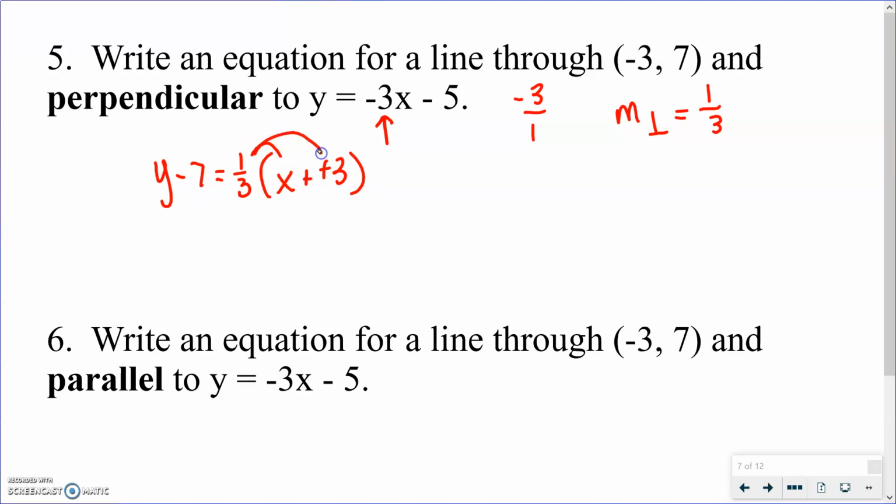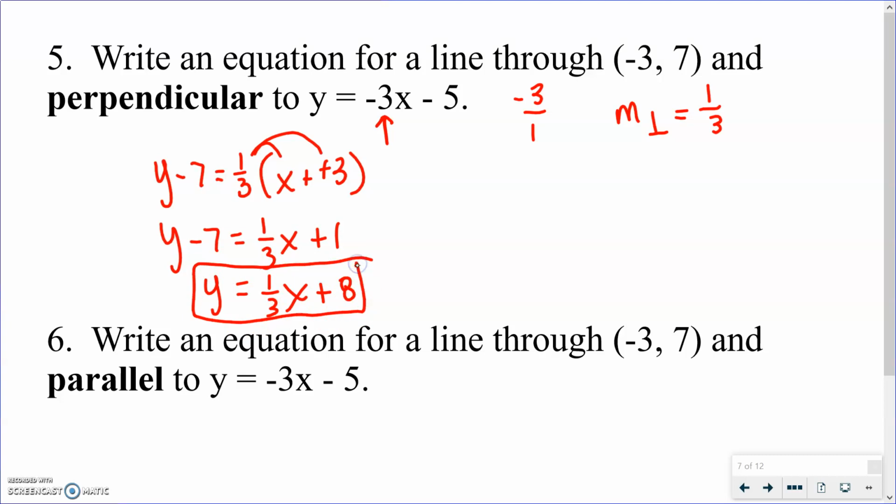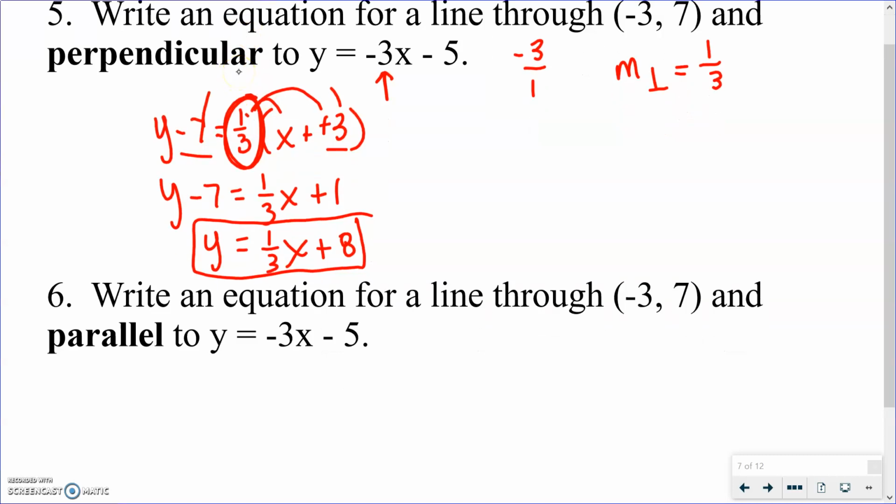And I'm going to distribute here. y minus 7 equals 1/3 x plus 1. And then add 7 to both sides, and I get y equals 1/3 x plus 8. And this is the equation of a line with a perpendicular slope, so 1/3, that goes through the point -3, 7. Okay, and so we've used -3 and 7 in this equation and the 1/3 slope to find that equation of a perpendicular line.